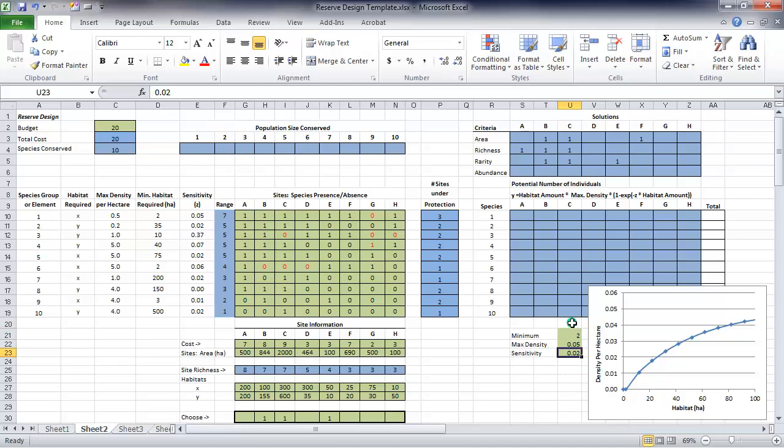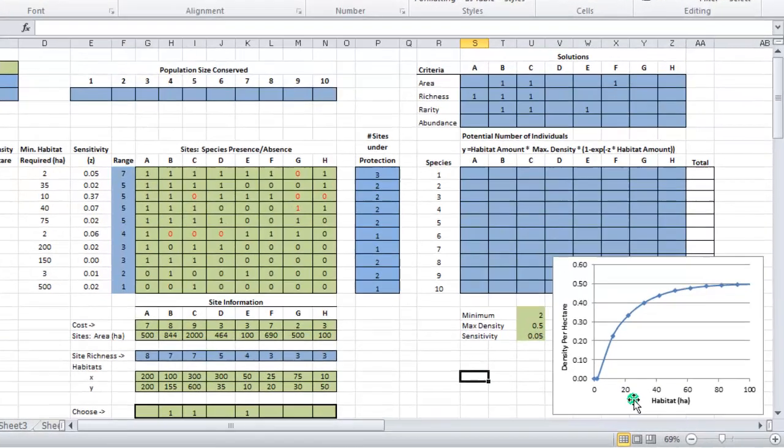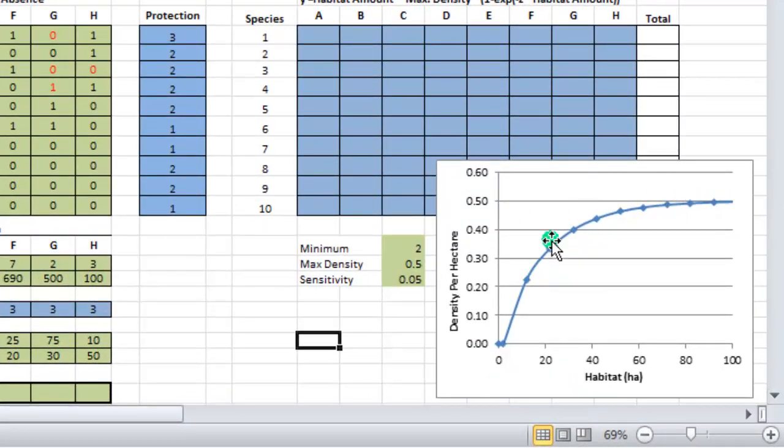And we've parameterized this with species number 1. So species number 1 requires 2 hectares minimally to occur at a site. Its maximum density is 0.5 and its sensitivity is 0.05. And this is species 1's distribution model.